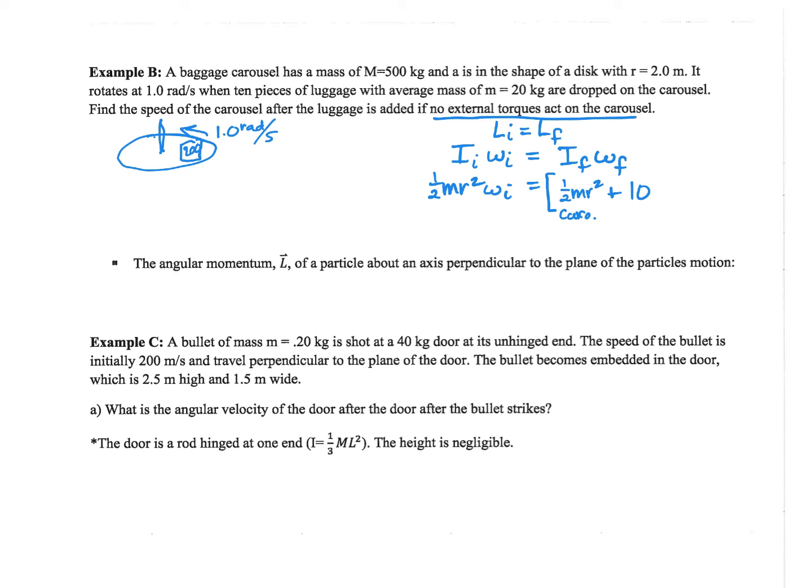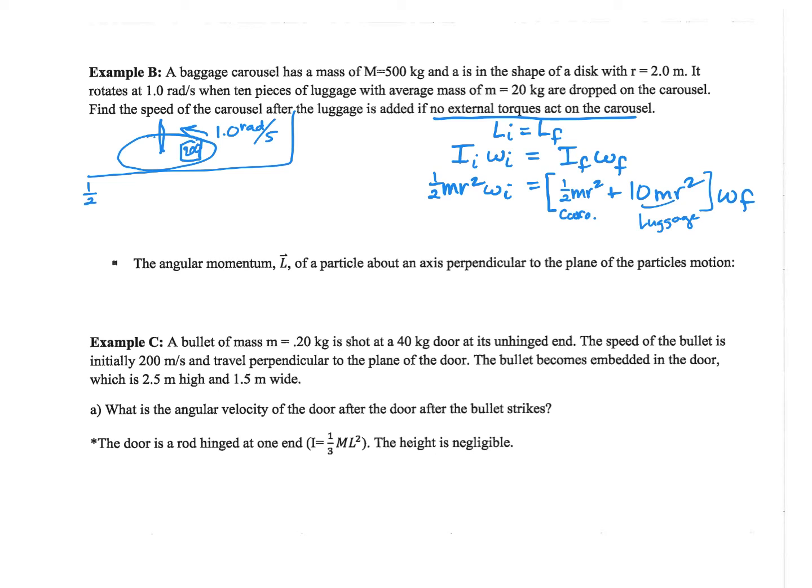10 times mr squared, right? Wouldn't each piece of luggage be a point mass? Point mass is mr squared, and this is for the luggage, times omega final. So let's start plugging in and see what we get.